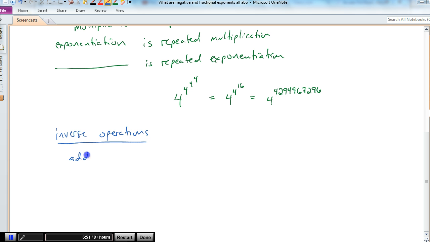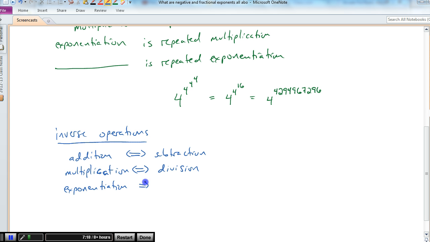So addition and subtraction, they undo each other. Multiplication and division, they undo each other. And then I would say exponentiation and logarithms, they undo each other. I think that by like 5th grade, you know, this one's cool and this one's cool.